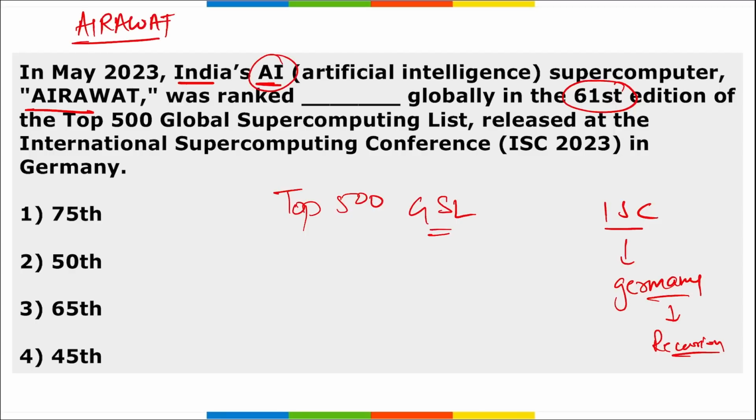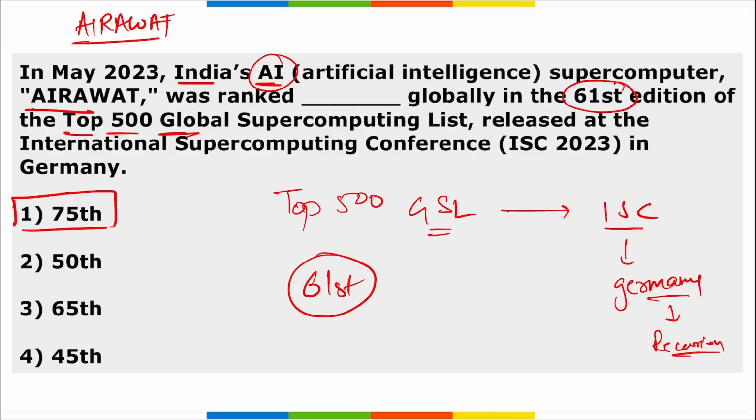What was the rank of Airavat in this top 500 global supercomputing list? The rank of Airavat here was 75th. Correct? And this was released during ISC, which was held in Germany. This was the 61st edition of this list that was released. Correct? And what is this Airavat? Basically we can say this Airavat is located in Pune. Right? And it is India's largest and fastest AI supercomputer that was ranked 75th globally.